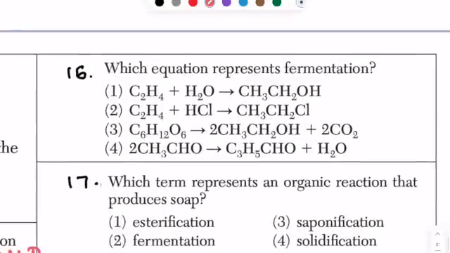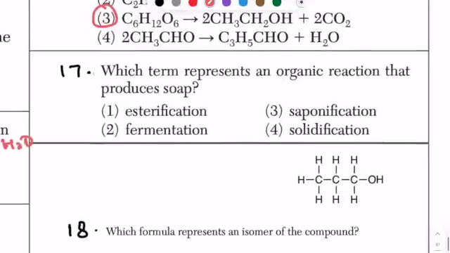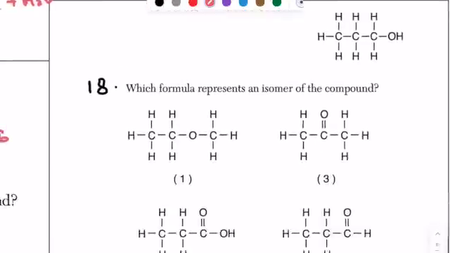Which equation represents fermentation? Fermentation is when we start with some sort of sugar and it converts into an alcohol and carbon dioxide. So that is this example right here. You must memorize these equations for the organic reactions. Which term represents an organic reaction that produces soap? That should be saponification.